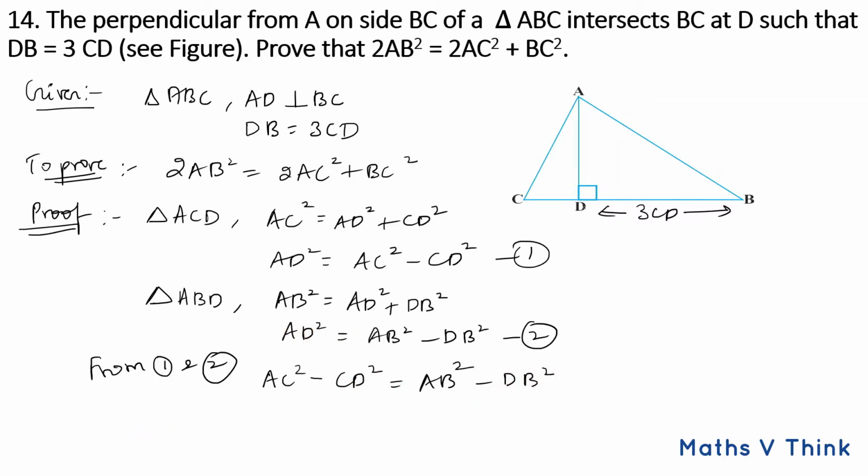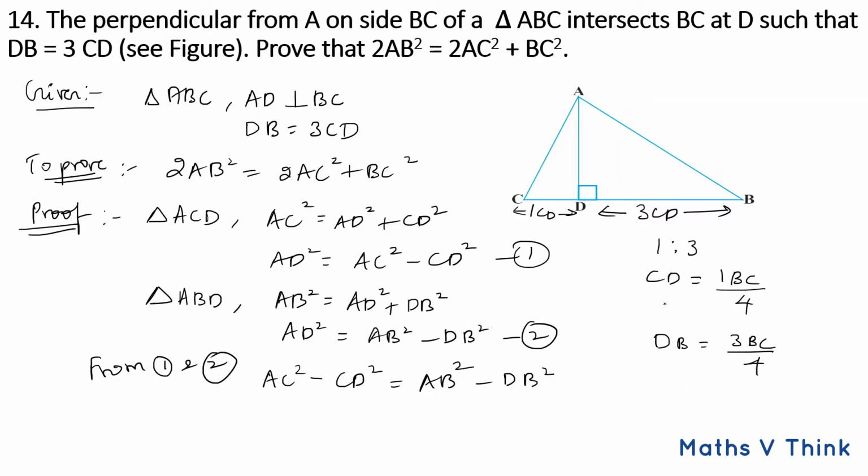In the question they gave DB is equal to 3CD, and this CD is nothing but 1 CD, so the ratio is 1:3. So can I tell CD is equal to 1 BC by 4, where 4 is nothing but 1 plus 3. Same way DB is equal to 3 BC by 4.